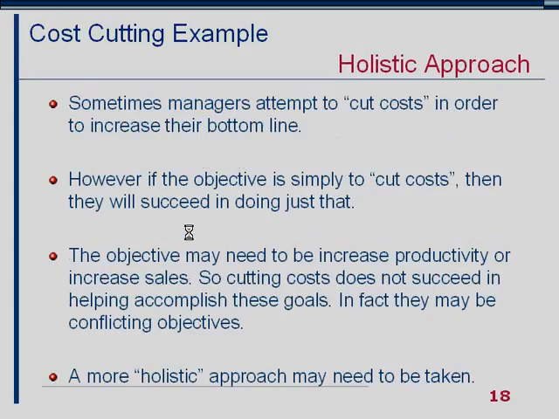So, in the cost-cutting example, sometimes managers attempt to cut cost in order to increase their bottom line. If you look at the revenue you're generating, revenue minus cost is basically your profit. So if you can reduce your cost, then you're increasing your profit. However, if the objective is simply to cut costs, then you may succeed in doing just that, cutting your cost, but not helping out with your profit or your profit margins. So the objective may need to be increase, say, productivity or increase your sales. Cutting cost does not succeed in helping accomplish these goals. In fact, they may be conflicting objectives.